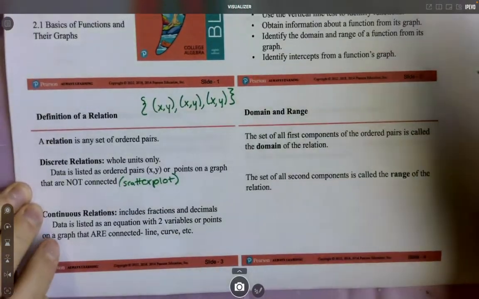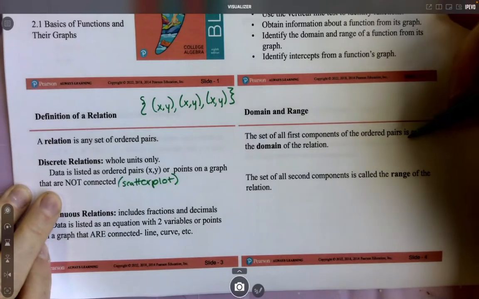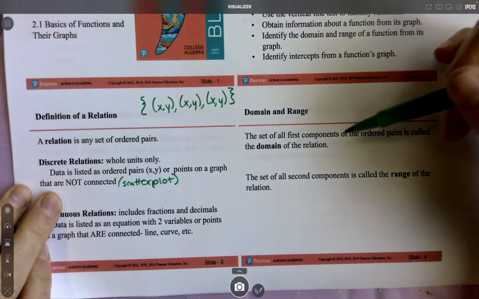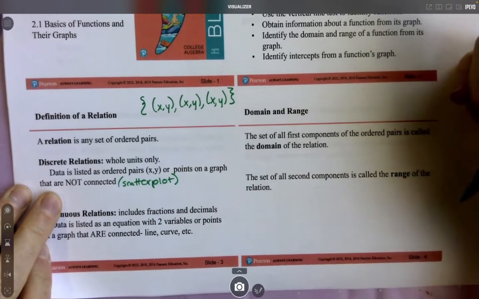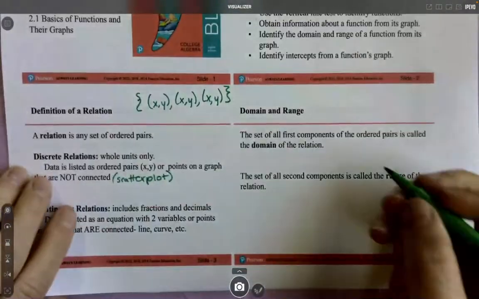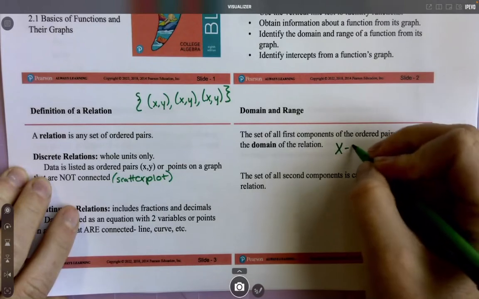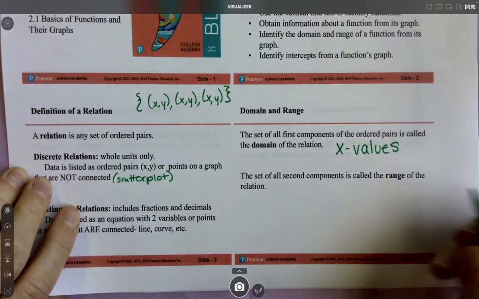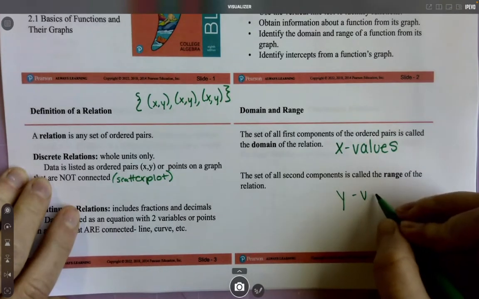So domain and range: the set of all the first components of an ordered pair is called the domain of a relation. The set of second components is called your range. So domain is all the x values, all possible x values. And range is all possible y values.